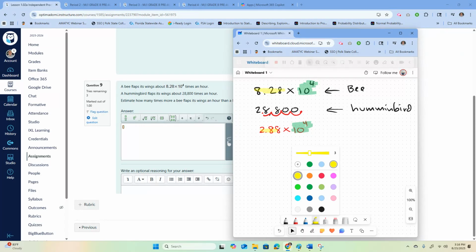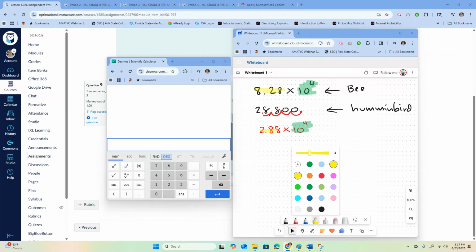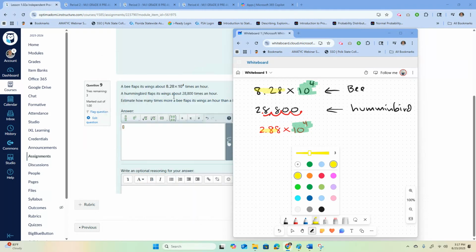And using your calculator, which I'm going to get right now, here is my calculator. What I'm going to do now is subtract 8.28 minus 2.88. So basically, I could have said this is around 8, this is around 3, and 8 minus 3 will be 5. You can see the exact answer is 5.4, but they told me to estimate.